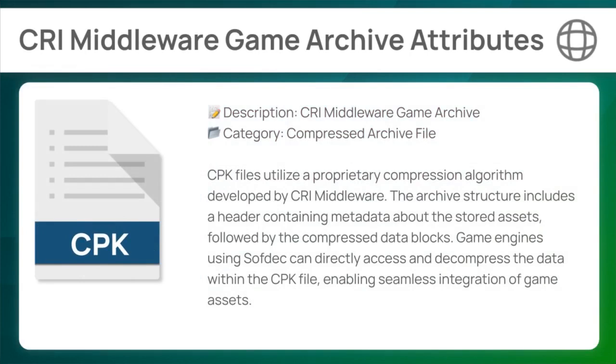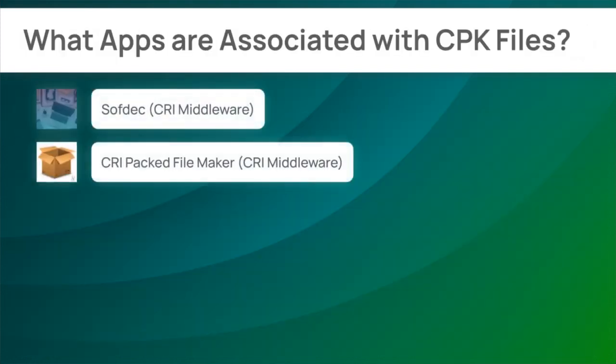The archive structure includes a header containing metadata about the stored assets, followed by the compressed data blocks. Game engines using Sofdec can directly access and decompress the data within the CPK file, enabling seamless integration of game assets. The CPK file is widely endorsed for use with Sofdec developed by CRI Middleware.